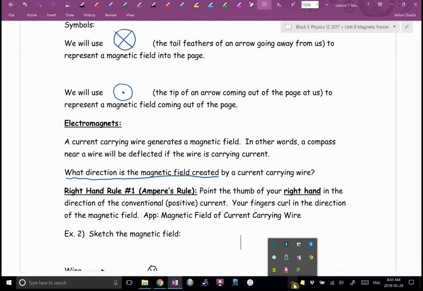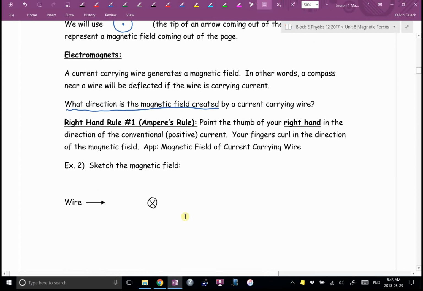So here's a question, example 2. It says, sketch the magnetic field. Here's a wire. We're looking down the end of the wire. Which way is the current flowing? What does that X mean? Into the page. So all of you right now are going to take your right thumb and point your right thumb down into your page. Curl your fingers. Which way is the magnetic field going around this wire?